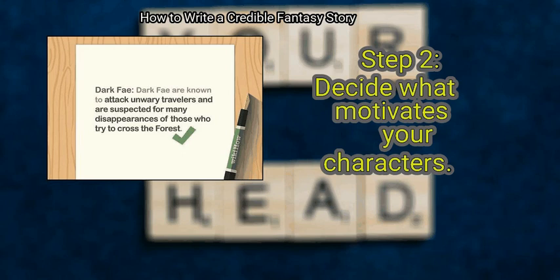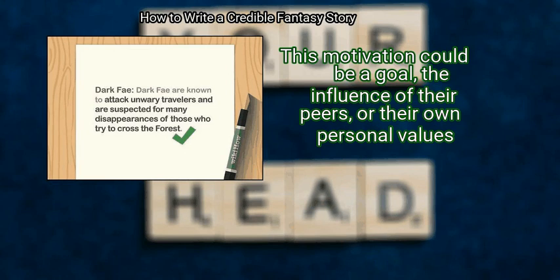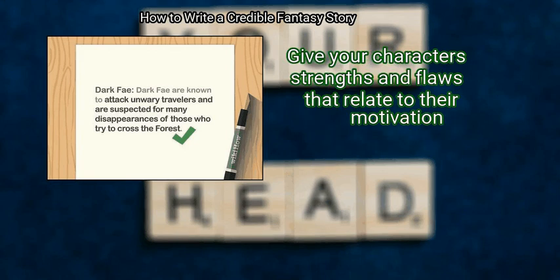Step 2. Decide what motivates your characters. Ask yourself what each character wants. This motivation could be a goal, the influence of their peers, or their own personal values. Give your characters strengths and flaws that relate to their motivation.